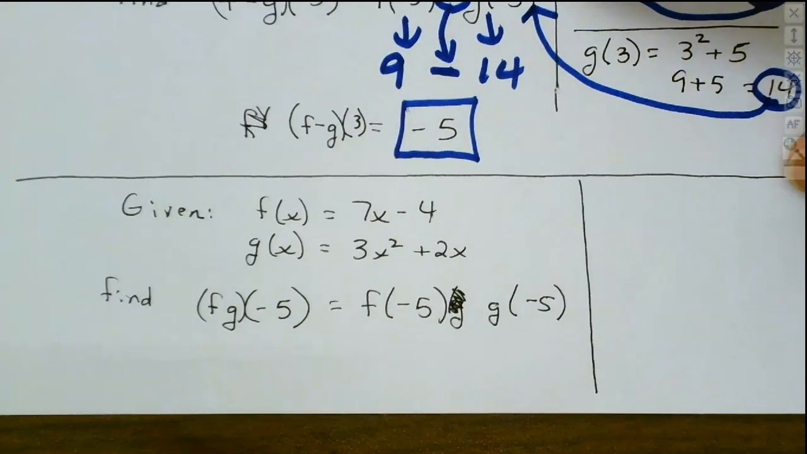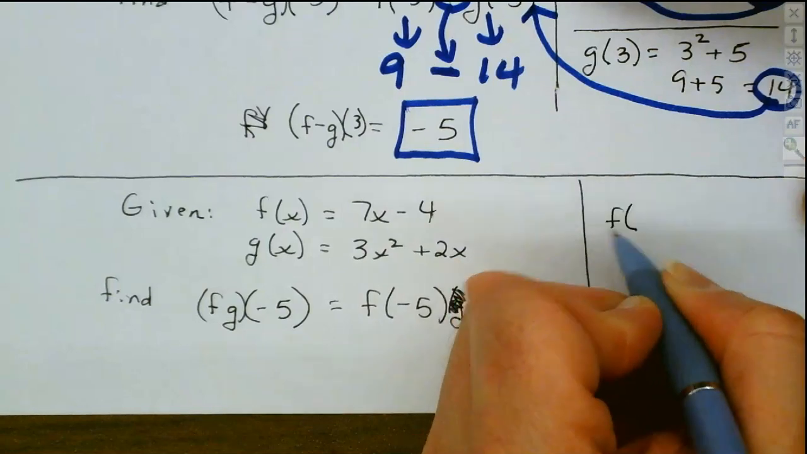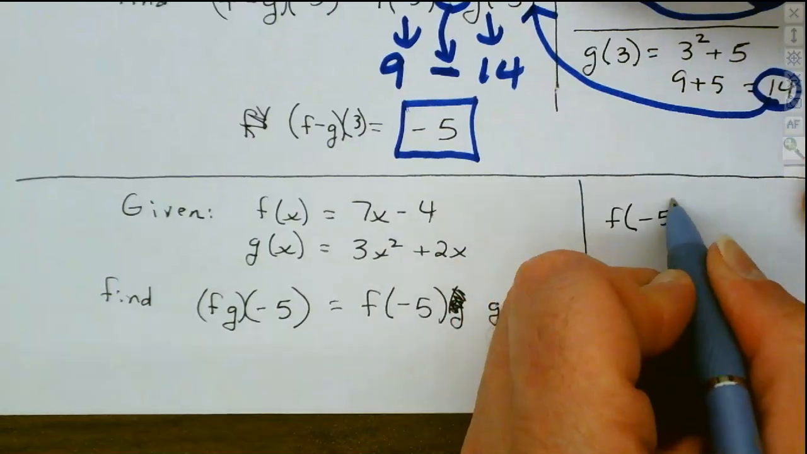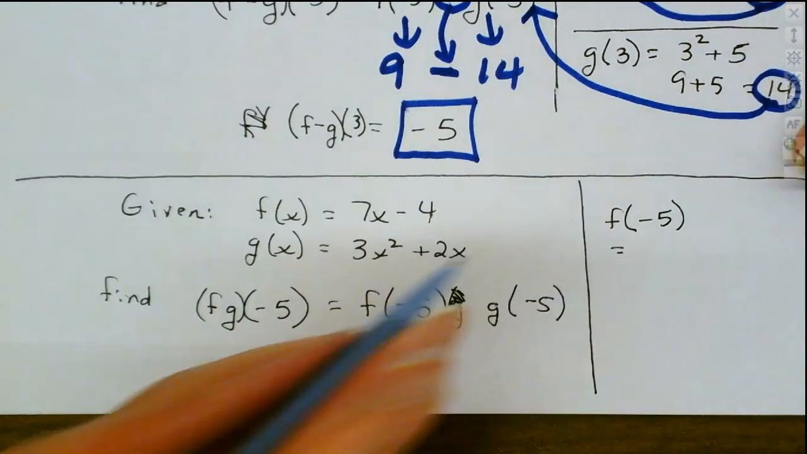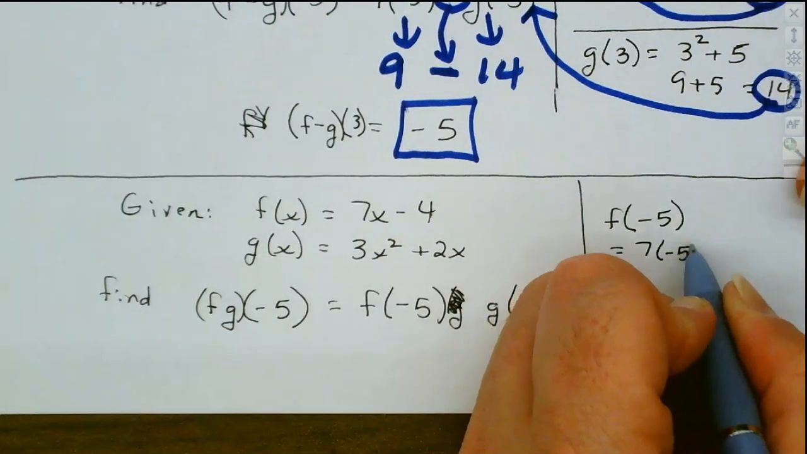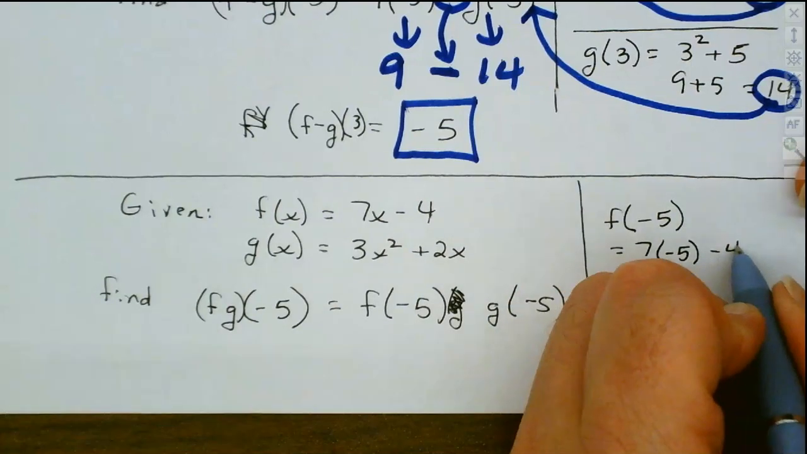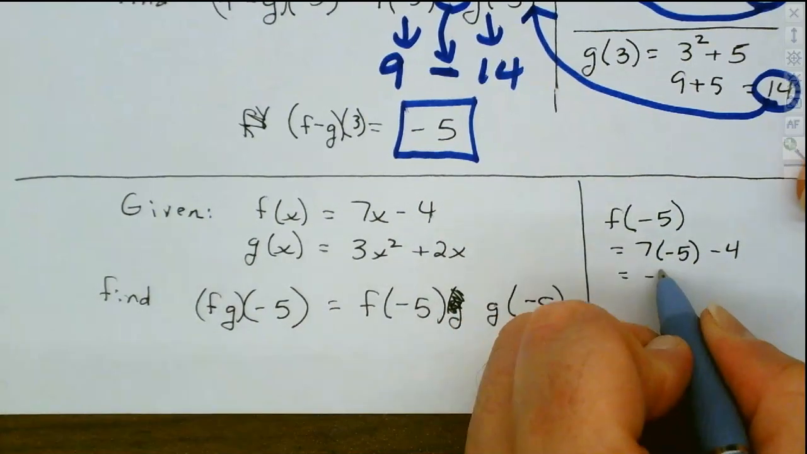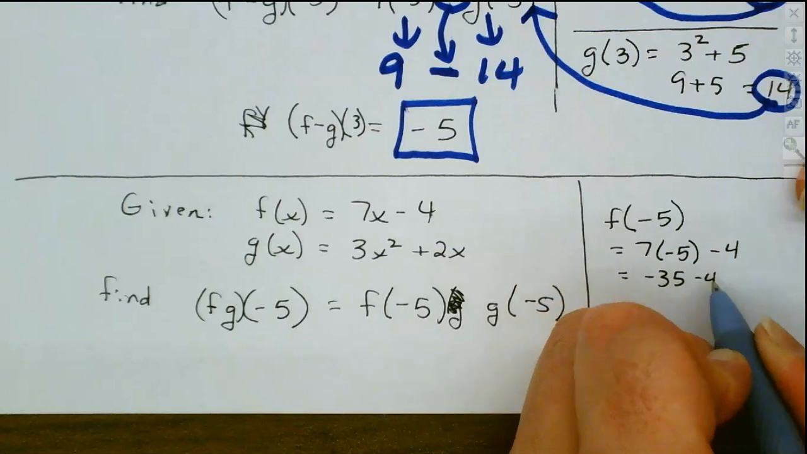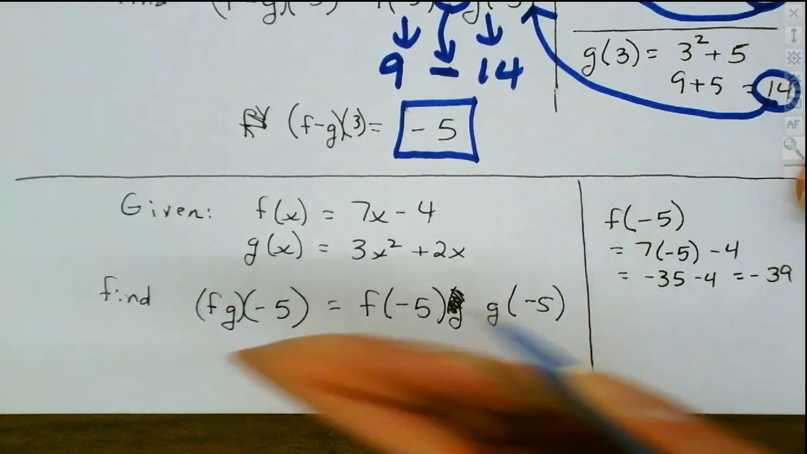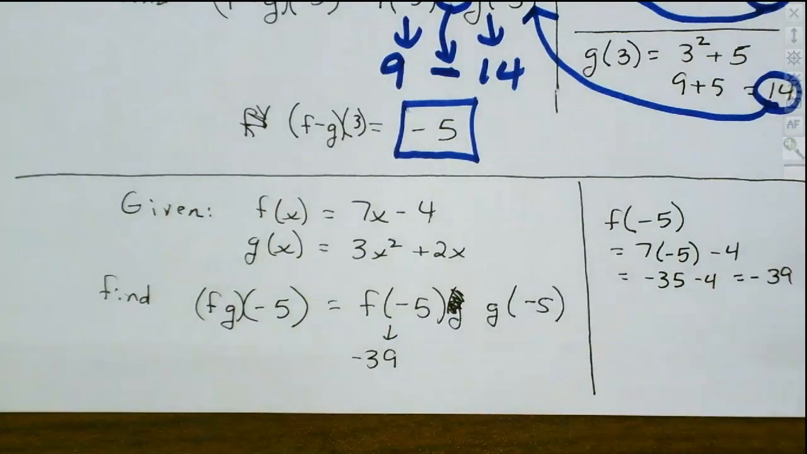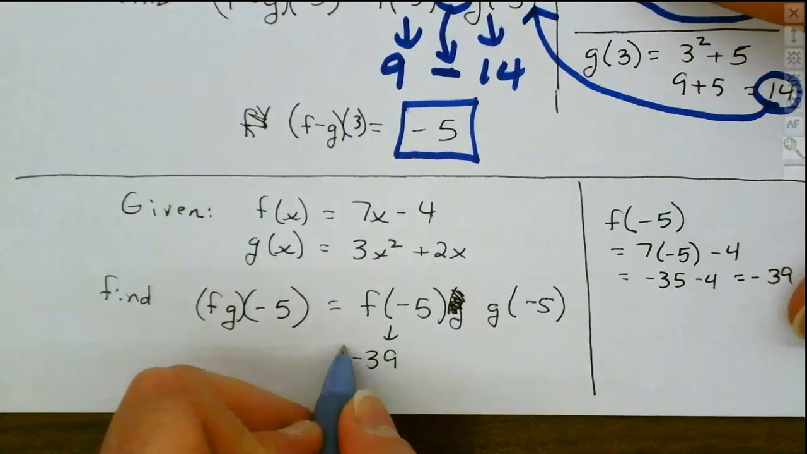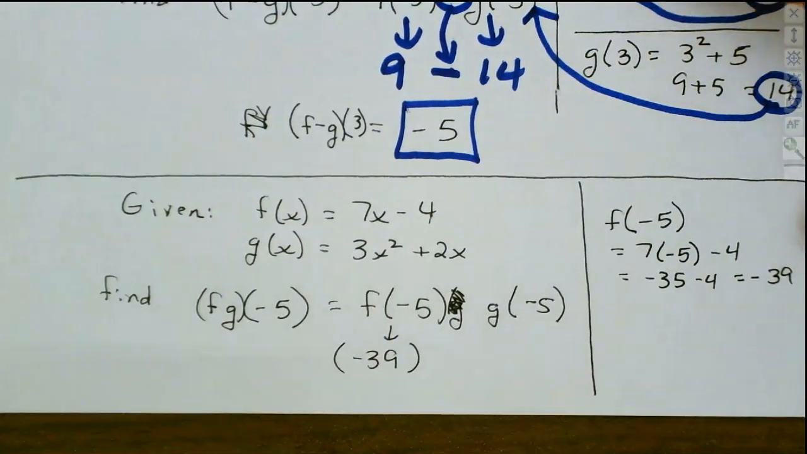Just like we did a moment ago, we do each one individually. So f of negative 5. Well, f of negative 5 would be 7 times a negative 5 minus 4. And that leaves you then with a negative 39. Is everyone okay with that so far? And we're going to be multiplying that by whatever we get out with g of negative 5.